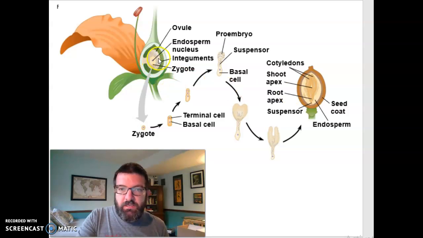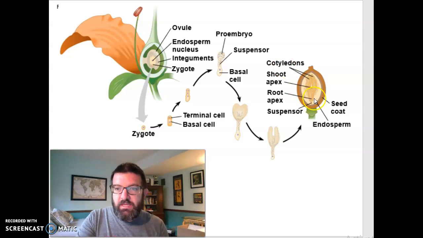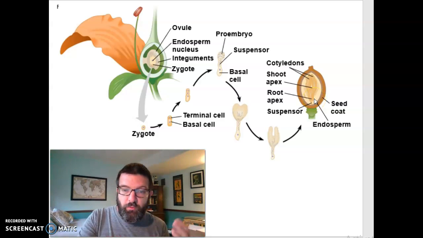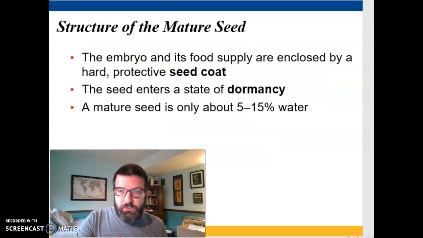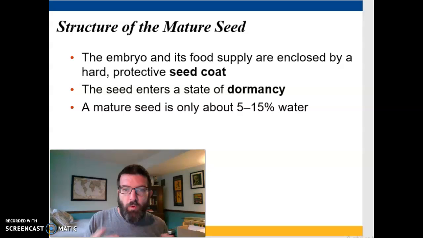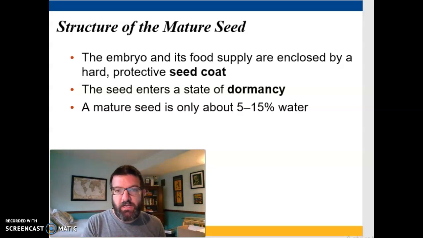Then the integument around the outside of the ovule thickens and becomes a seed coat, which protects the embryo on the inside of the seed. And this is your endosperm, which is formed by that 3N triploid result of the double fertilization, and that's usually going to provide nutrition. That seed coat isn't just protective, it also helps keep in water, and the seed enters a state of dormancy where there's very little metabolic activity.